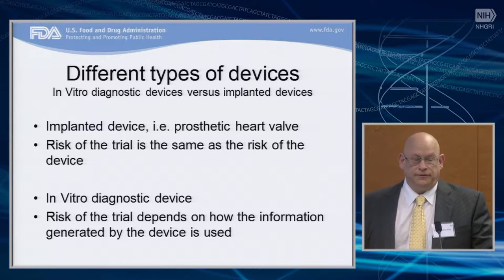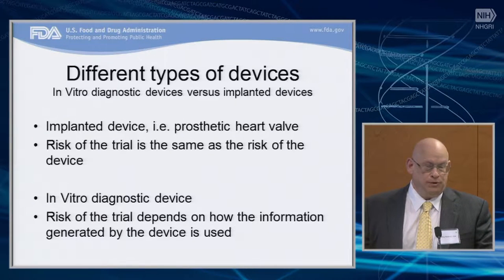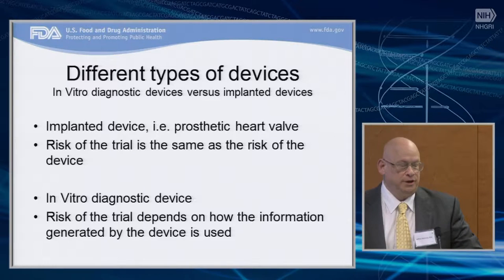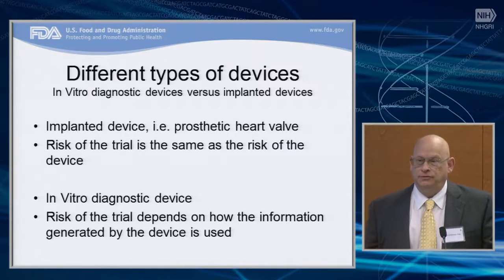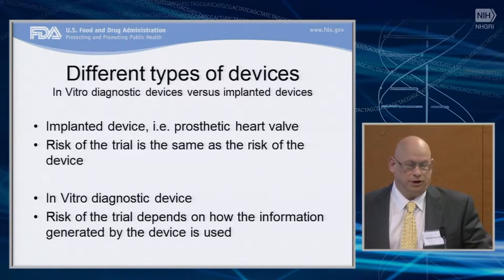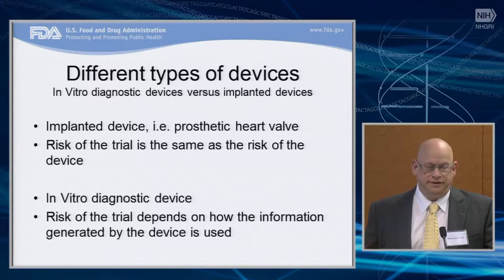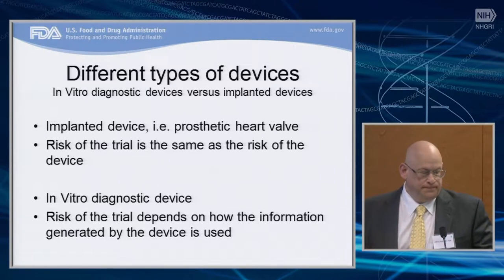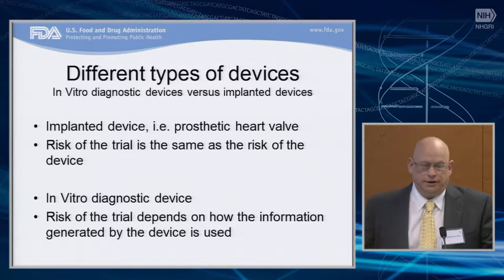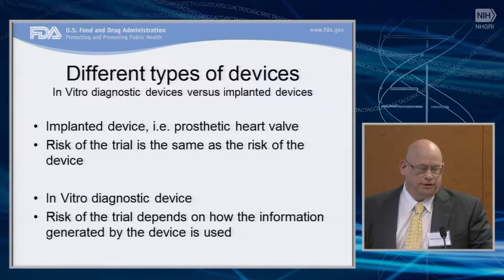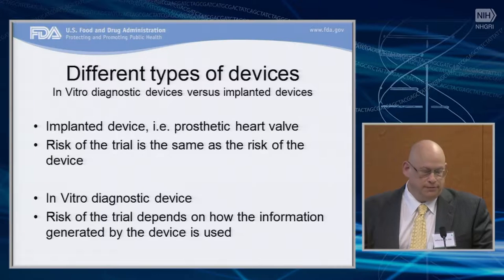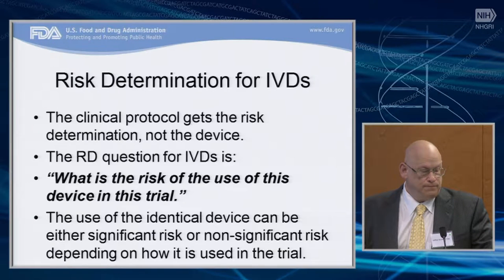Now, there are different types of devices, and we want to make a clear distinction here between in vitro diagnostic devices, which is what we deal with and what we're talking about today, versus implanted devices. In an implanted device, it's very simple. If you have a prosthetic heart valve, the risk of the trial is the same as the risk of the device. It's very easy. It's different for in vitro diagnostic devices. The risk of the trial depends on how the information generated by the device is used.